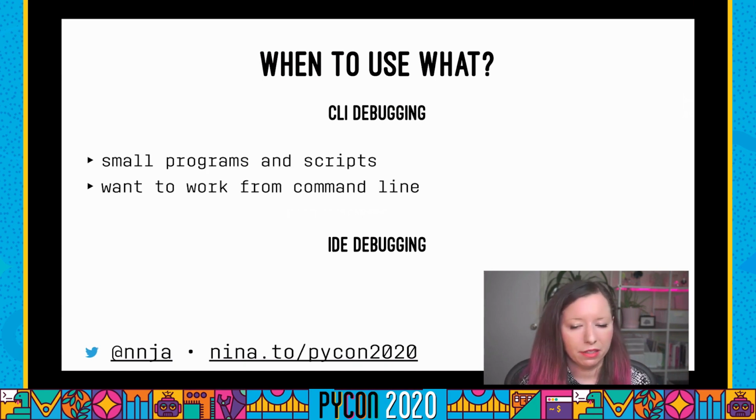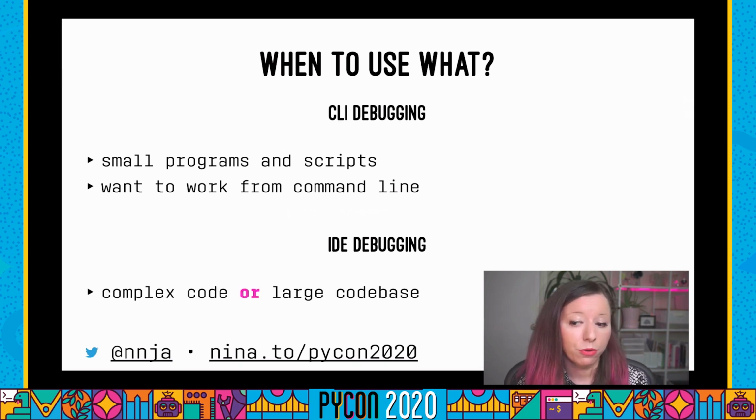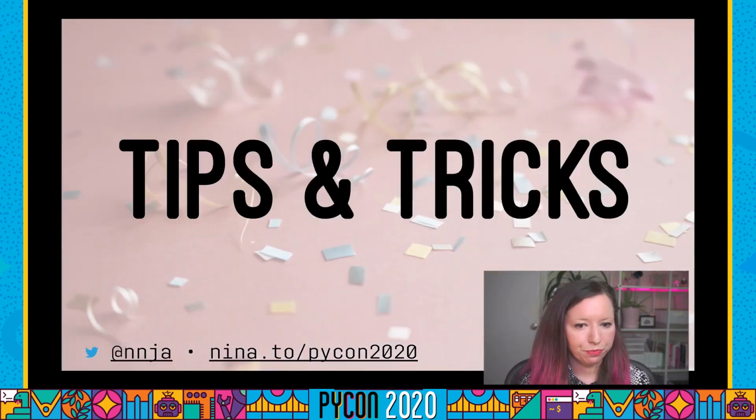But my personal preference is I use CLI debugging for small programs and scripts, and sometimes I just want to work from the command line. I don't necessarily want to do a lot of clicking around. I reach for IDE debugging when I'm working with complex code or large code bases. So once my code gets really complicated, or if I need to dive in and debug templates, that's a great tool. But choose the strategy that works best for you.